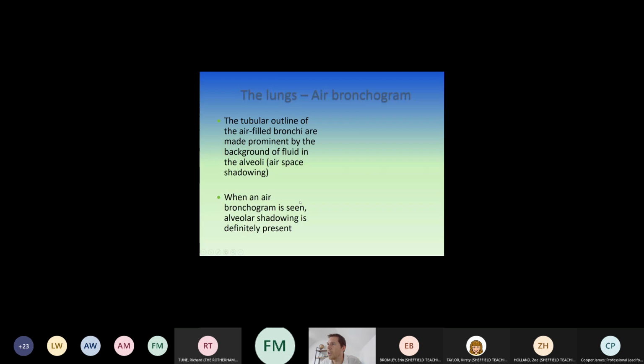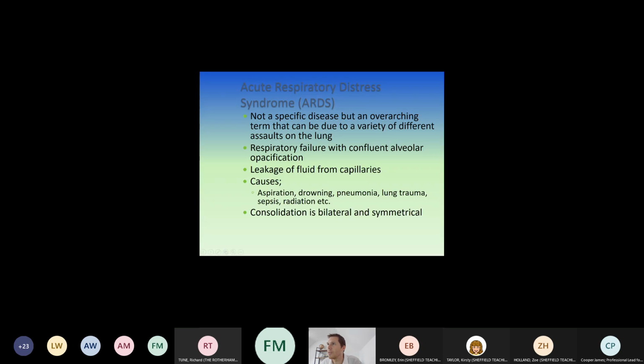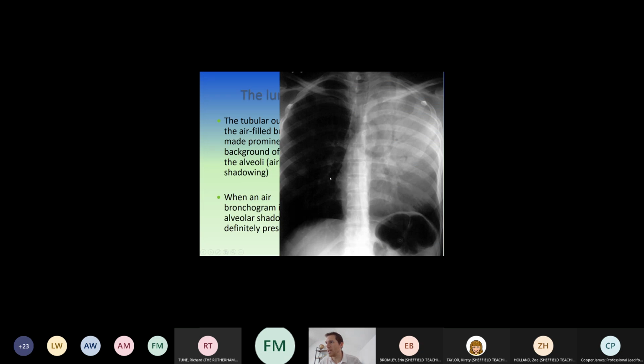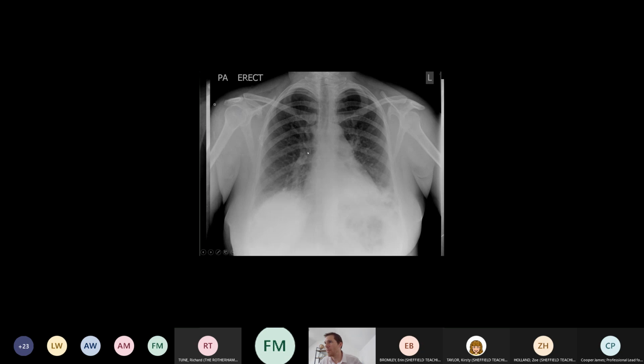If I aspirate my glass of water while I'm sat up, most of the aspirate will go down into my right lower zone, because my right main bronchus is a steeper incline than the left main bronchus. So whenever kids aspirate marbles and things, they tend to go down into the right lung.